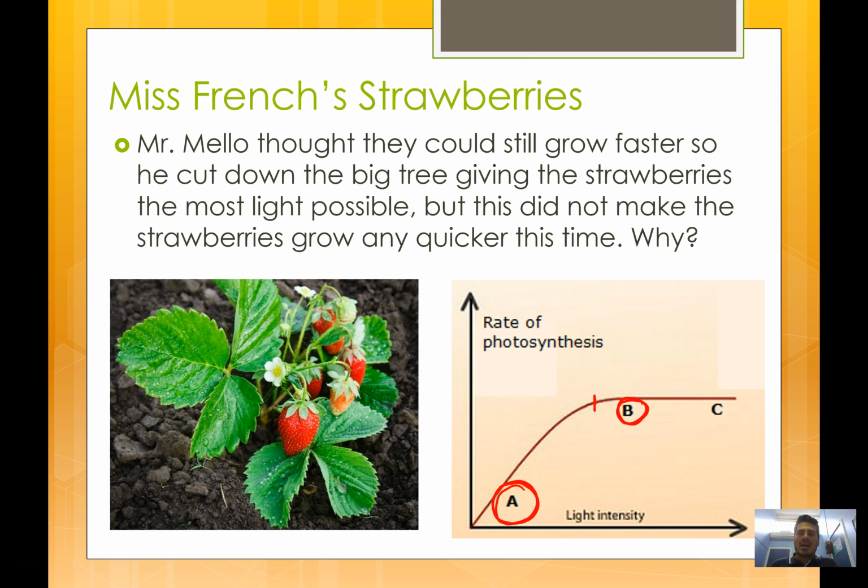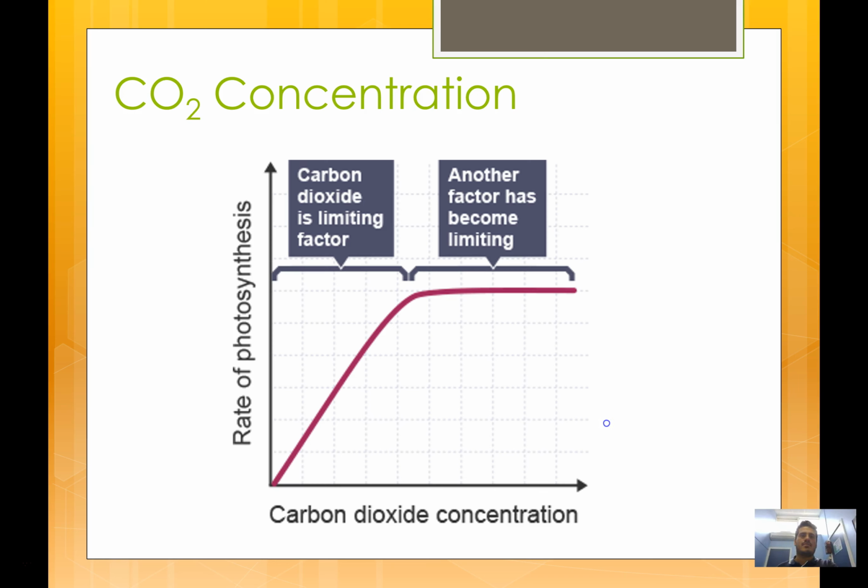But if Mr. Mallow cut down the tree, this didn't actually increase the rate of photosynthesis because something else was limiting photosynthesis increasing. So this could have been not enough carbon dioxide, not enough water. It could have been the temperature wasn't increasing or wasn't optimal anymore. So this could have been various things that could have limited the increase in photosynthesis.